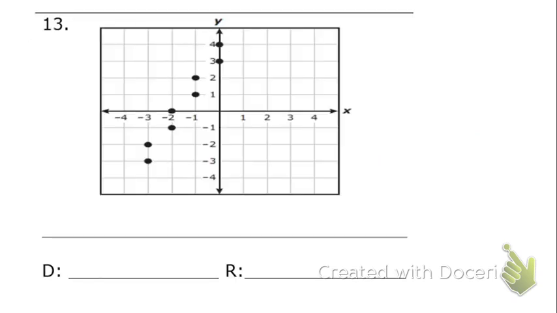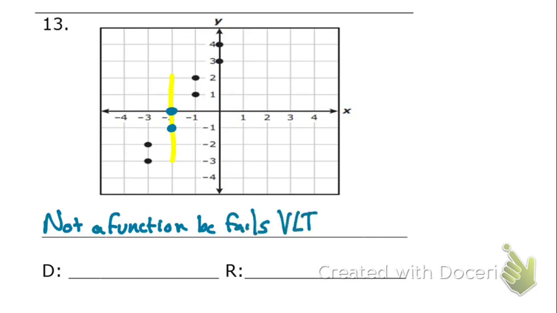All right, let's go to number 13. On number 13, we have a graph. When you have a graph, you must use the vertical line test. So you will be drawing a vertical line through the graph. As you can see, this yellow line hits 2 points, this one and this one. So this is not a function. Not a function because it fails the vertical line test. Touches 2 points.